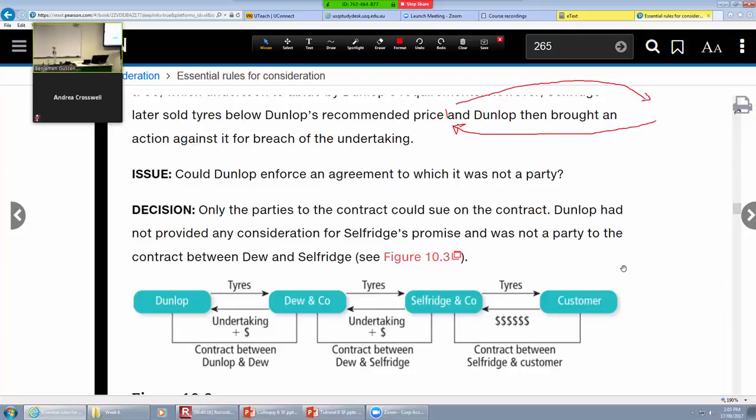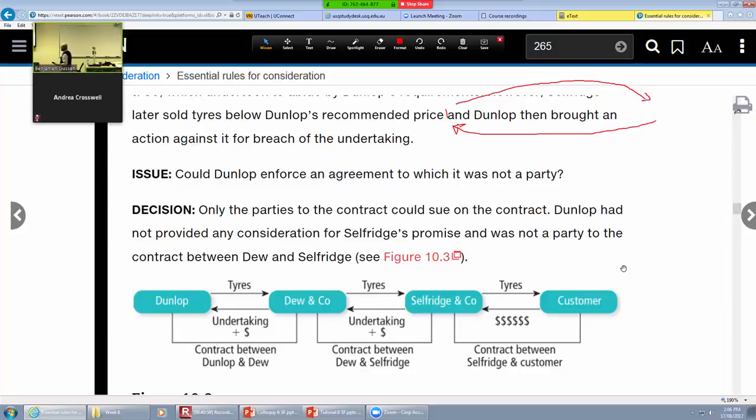So someone is saying, we broke this undertaking that we gave to the manufacturer. Who gave this to the manufacturer? Dunlop, Dew. But who broke the undertaking? It wasn't Dew, it was Selfridge. So they broke their undertaking to Dew. What business then has Dunlop to come in and say, you broke the undertaking? Which undertaking did they break? Selfridge never gave an undertaking to the manufacturer. They gave an undertaking to Dew. So if there is actually a breach of contract, it's this contract between Selfridge and Dew, not between Dunlop and Dew. Yes?